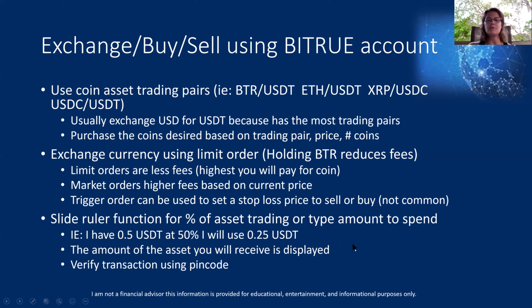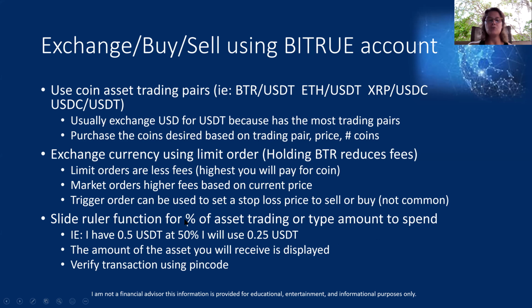So again, just to review, most common you're going to want to use the limit order function that tells you how much you will pay for that coin. There are usually less fees, especially if you're holding the token that is native to that specific exchange. For instance, the BNB token for Binance, the BTR token for Bitrue, the KuCoin token for KuCoin.